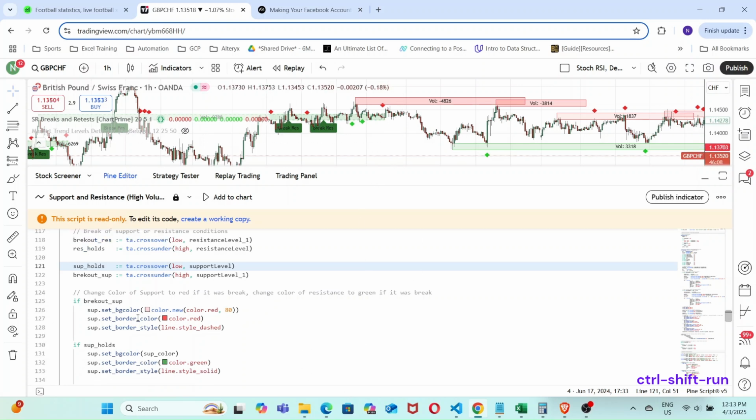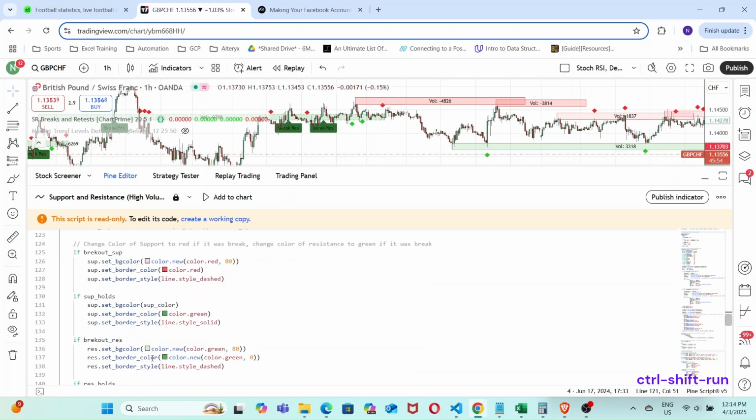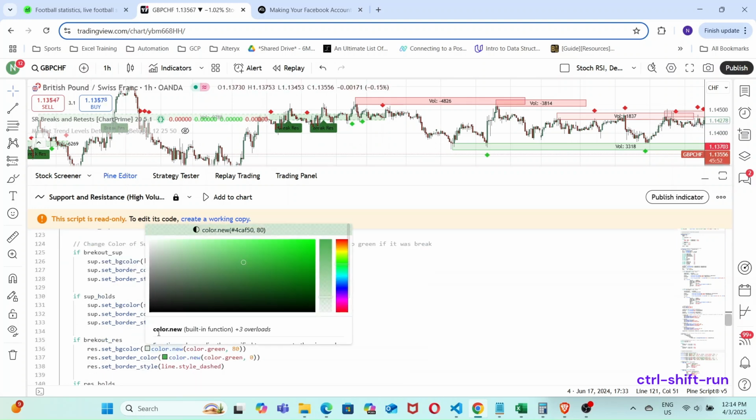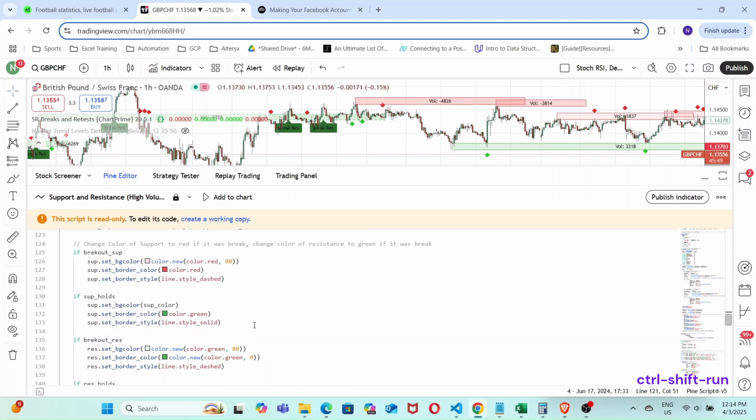The indicator changes the color and border style of the support and resistance boxes when a breakout occurs. If breakout_sup occurs, the support box turns red with a dashed border, visually indicating a break of support. If the price then moves back above the original support level, sup_holds, the box reverts to its original green color and solid border. The opposite is true for breakout from resistance.